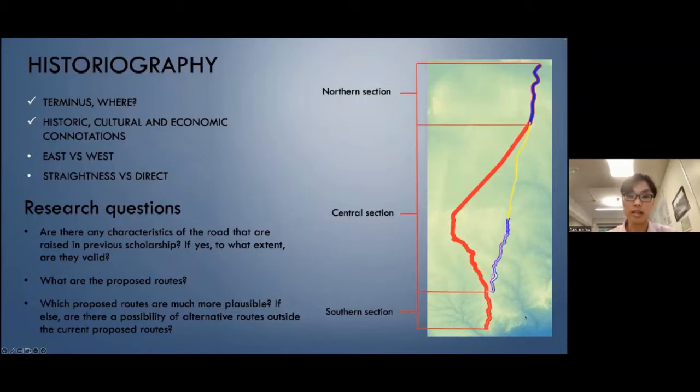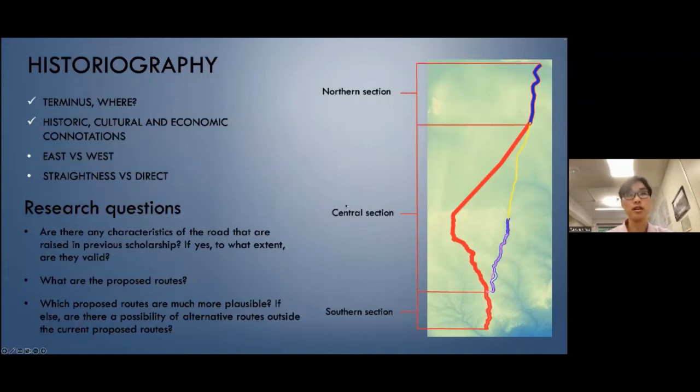As you can see, the road is divided into 3 sections over here, where for the northern and southern sections there is already consensus, whereas the majority part of the road is just unknown in a sense. There is agreement that both of these proposed routes are dated around the same time, around the Qin Dynasty. But which one is exactly the road in question is debatable.